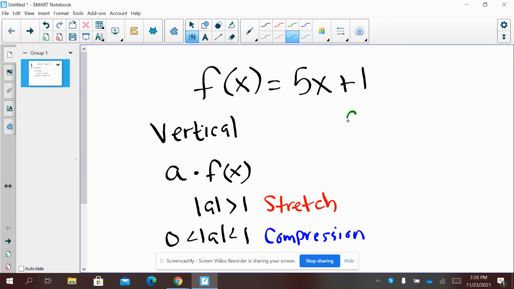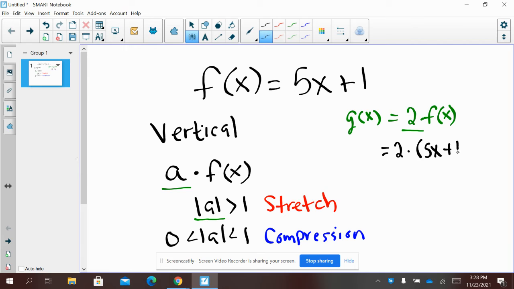Let's say that g of x is equivalent to 2 times f of x. So in this, our a value is 2. So because our a value is 2 and 2 is greater than 1, this is going to be a vertical stretch. What's going to happen is I'm going to take the 2 and multiply it by the expression that's equivalent to f of x. Well, that's 5x plus 1.